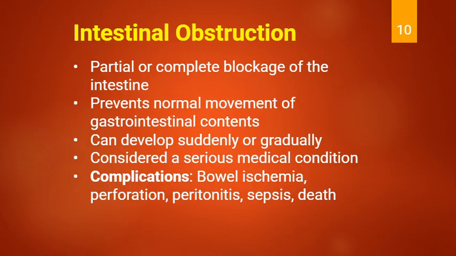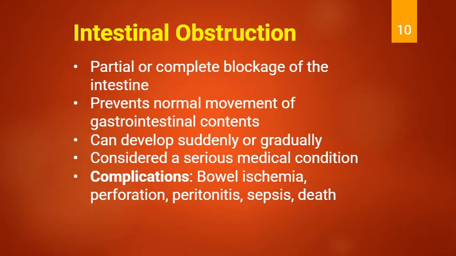An intestinal obstruction occurs when there is a partial or complete blockage in the intestinal tract that prevents the normal movement of gastrointestinal contents. This blockage can occur suddenly or develop gradually over time. Because the intestine is responsible for moving food, fluid, and waste through the digestive system, any obstruction can significantly disrupt digestion and fluid balance. If an intestinal obstruction is not treated promptly, it can lead to serious complications.